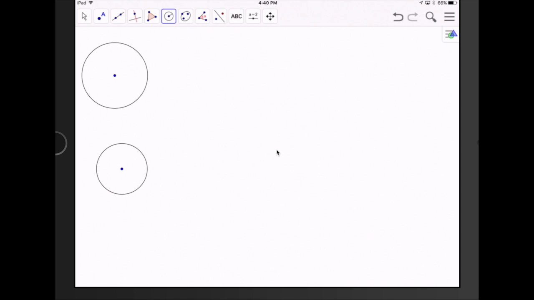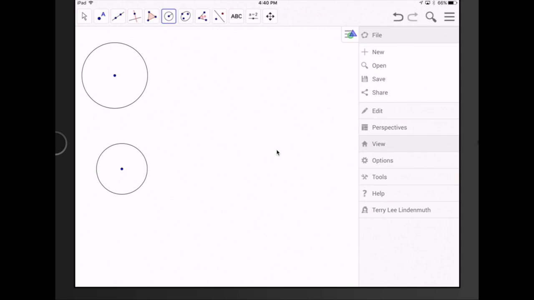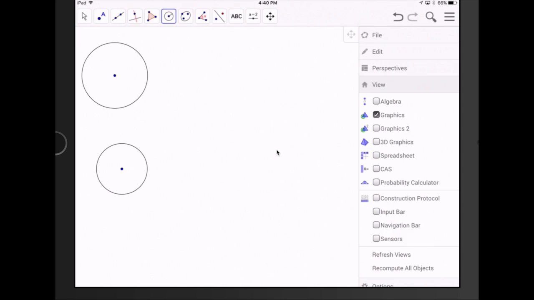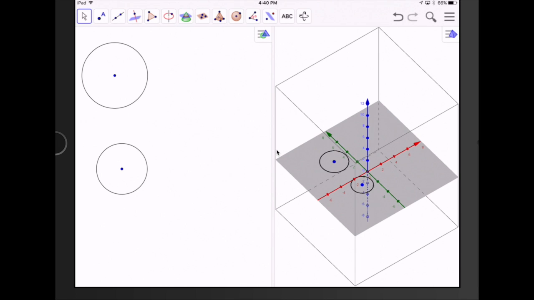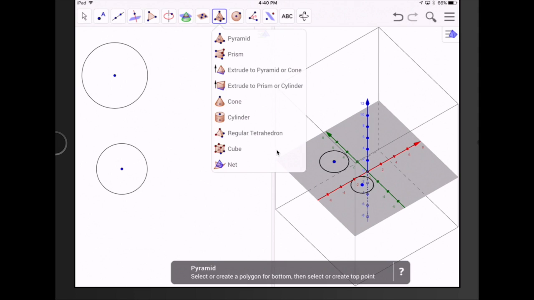So that's a 3D object. So I'm going up to the three lines in the upper right. I'm going down to View, and I'm going to add a 3D graphics view. All right, and now what I'm going to do is select, because I'm in the 3D mode, the pyramid, prism, extrude, cone, cylinder type mode, and I'm going to select extrude to prism or cylinder.